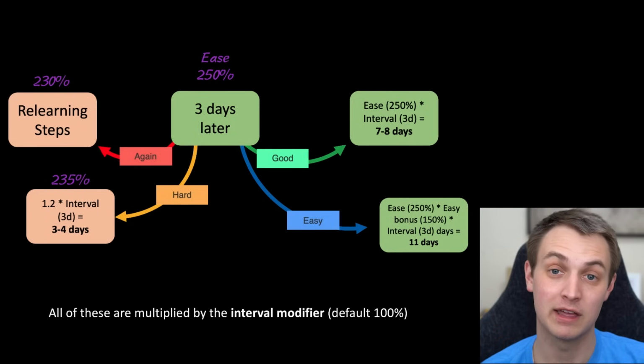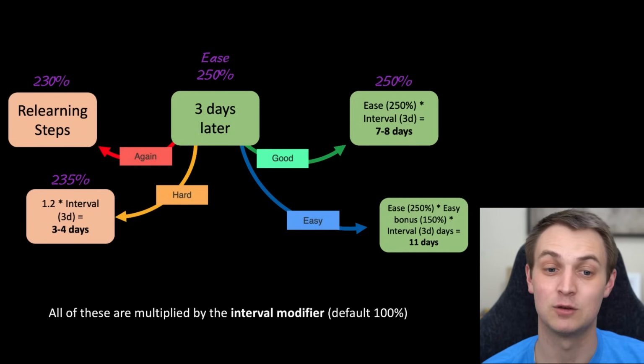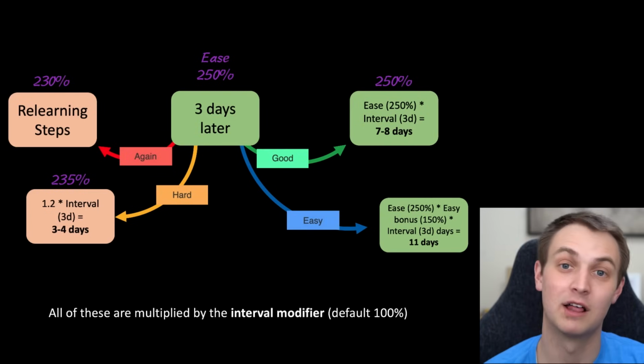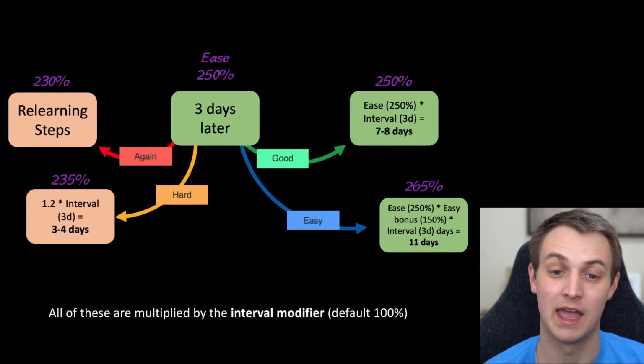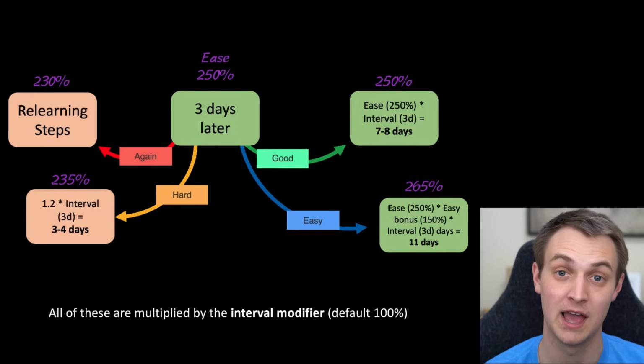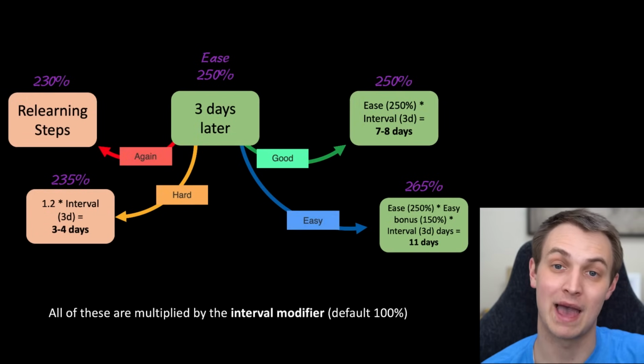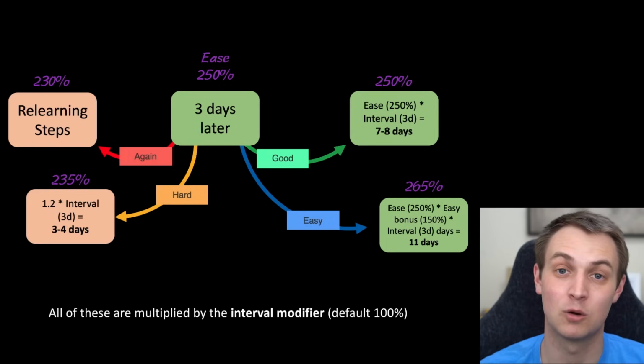If you hit hard, it'll go to 235%, so you're going to decrease by 15. If you hit good, it does not affect the ease at all. It will stay at 2.5. And if you hit easy, it's going to increase by 15%. So if you get a card wrong and the ease goes to 230%, and then later you hit easy on it, it will actually bring the ease back up. So the ease is going to be constantly fluctuating depending on how you answer this.